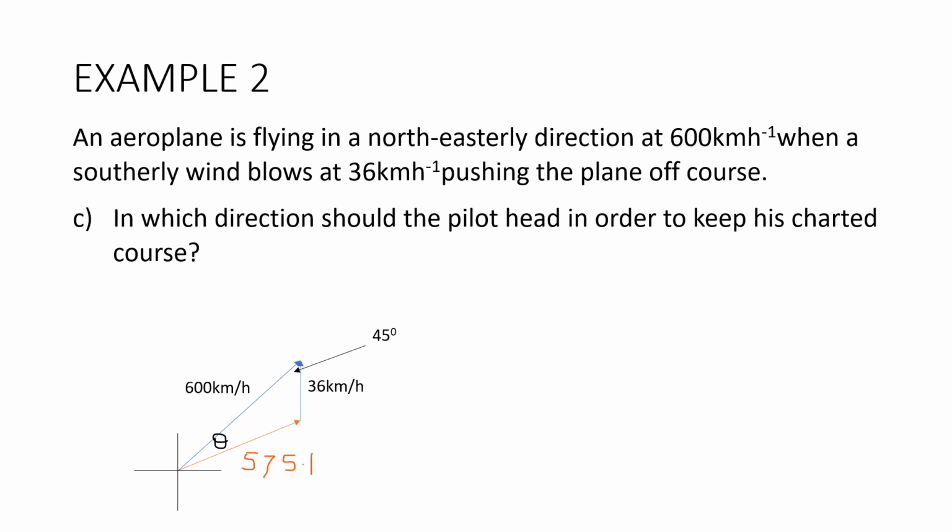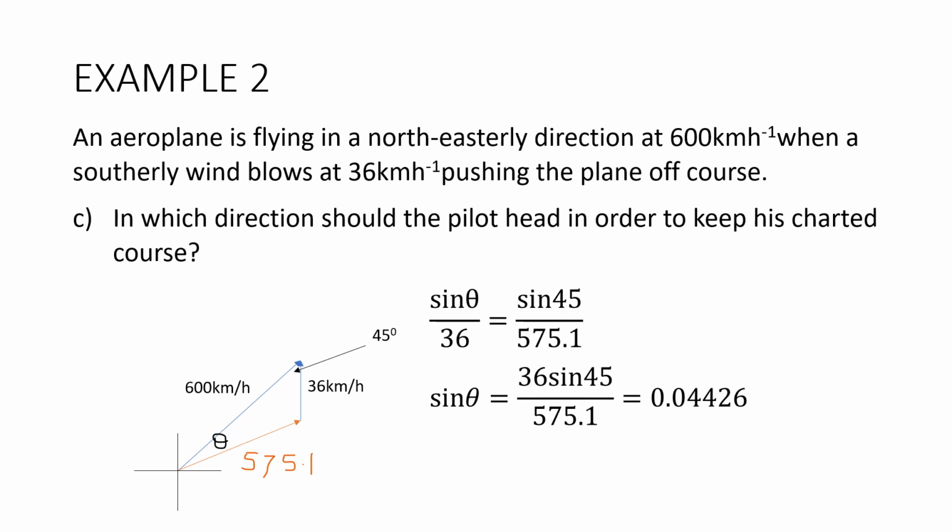And now using the sine rule, we have sine theta over 36 is equal to sine 45 over 575.1. And so theta is 2.54 degrees. The pilot should adjust by 2.54 degrees.